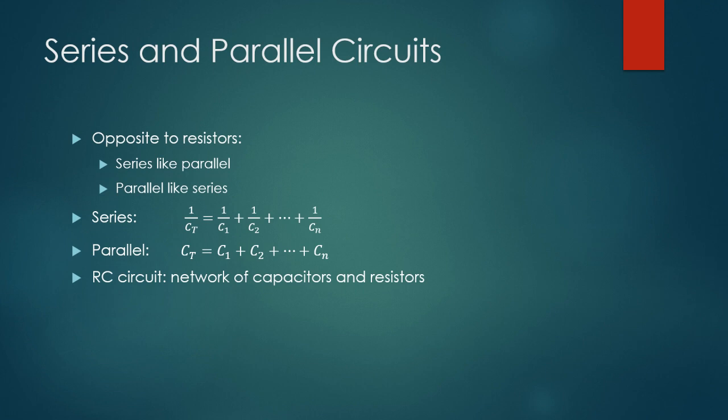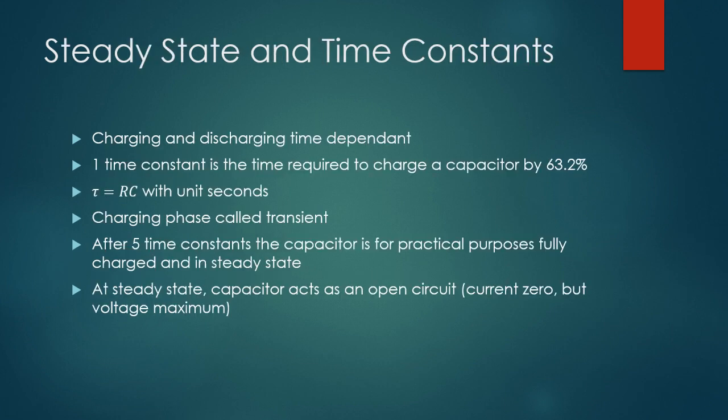So when we're talking about series and parallel circuits, they're opposite to resistors: the way you add up resistors in series, you do that for capacitors in parallel. And RC circuits are just circuits that have resistors and capacitors in them.